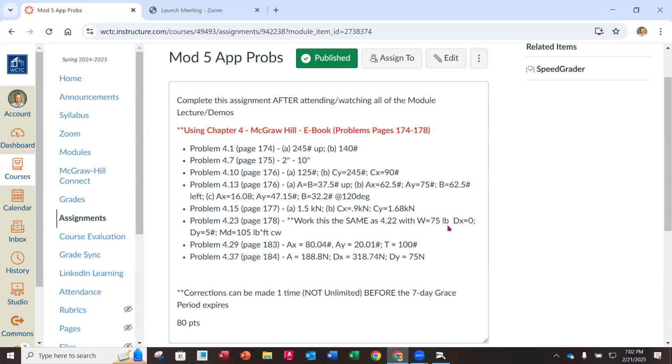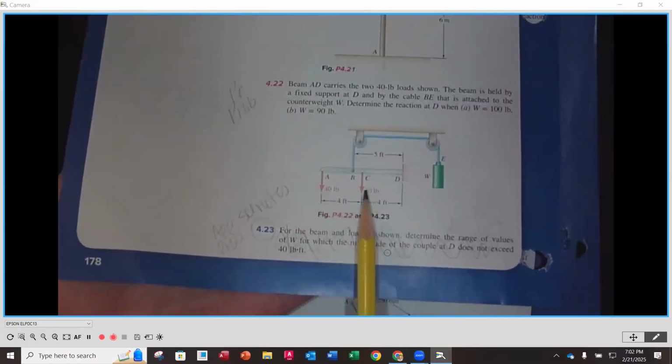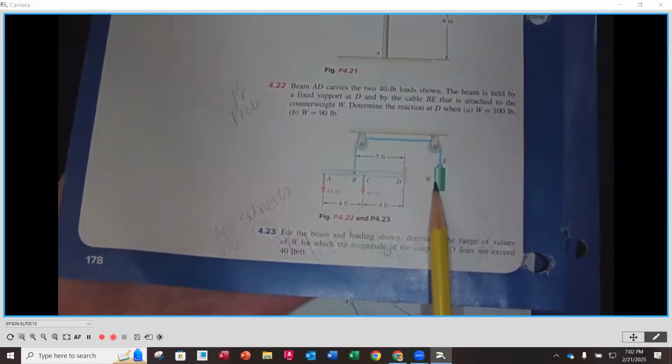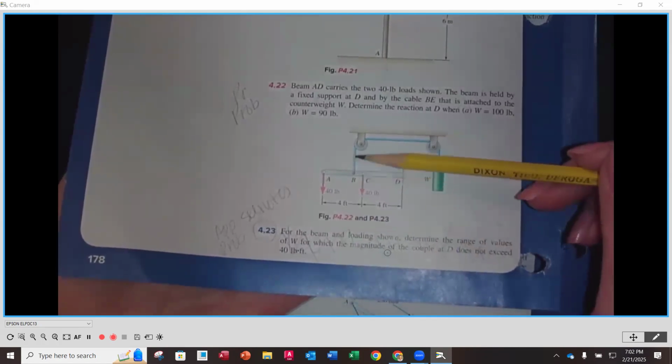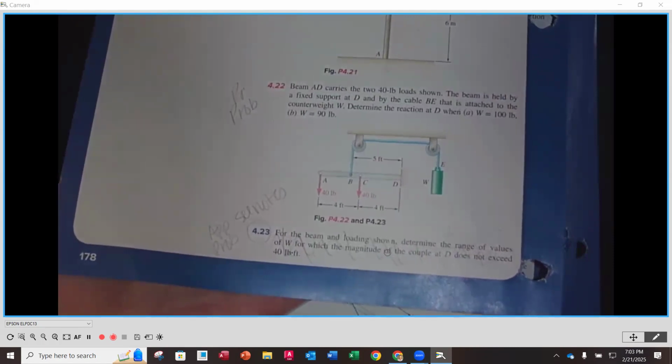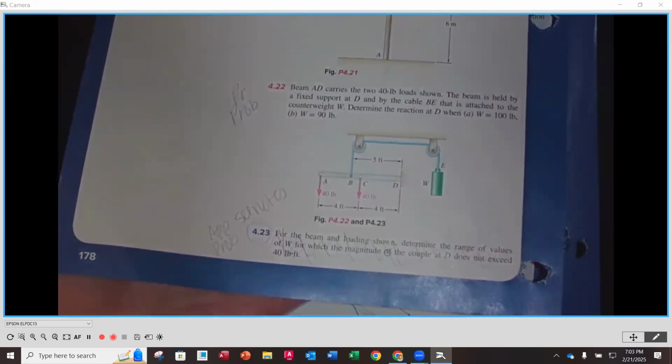Okay. And then you're going to solve for your reactions. Right. So 75 pounds is going to be the weight of that counterweight. So everything else remains the same, the 40, the distances, but this time your W is 75 pounds. So at B, you're going to have a force going up of 75 instead of 100. Okay. So that's number 23.